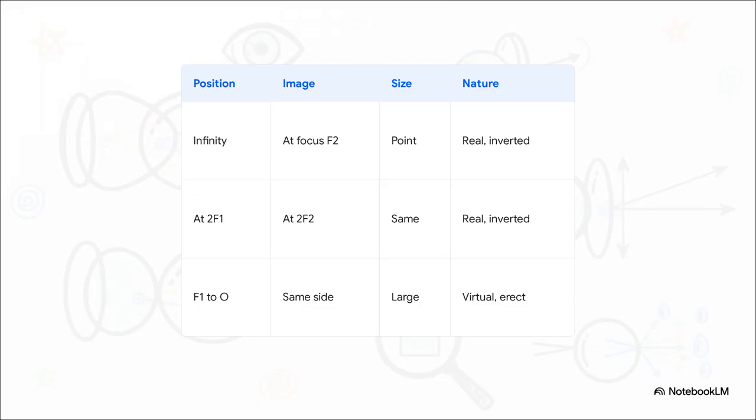Take a look at this data. Notice the clear pattern happening here. When the object is very far away, at infinity, the image is just a tiny point. As we move the object closer, the image moves further away on the other side and grows larger. But look very closely at the last row. If we place the object extremely close to the lens, between the focus and the optical center, the image flips to the same side. It becomes magnified, and crucially, it is now virtual and erect.